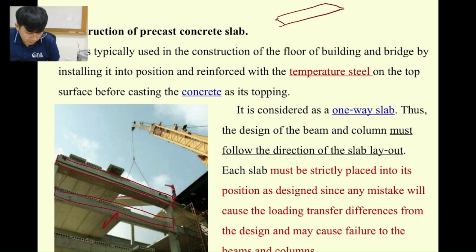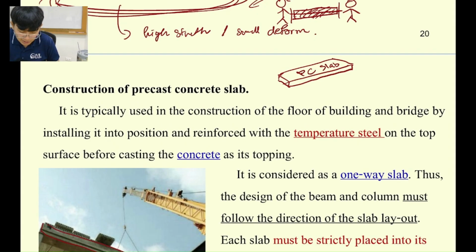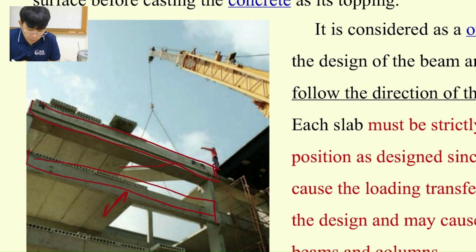What is topping anyway? So the topping is the material that we're going to place on top of the precast slab. So this one is the precast slab. If this one is precast slab, after you assemble it, for example, like this, the surface of the precast slab is not smooth, right?